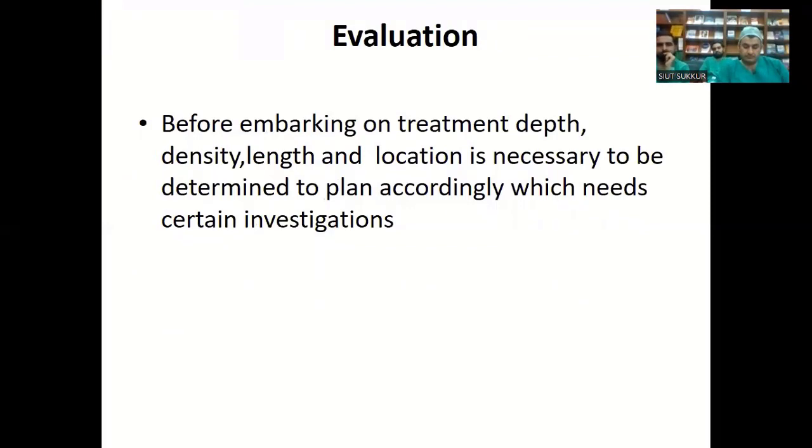Now coming to evaluation of the urethra, as already shared by Dr. Mazahir, before embarking on treatment we need to know the etiology of the stricture. Specifically, we should assess the depth, density, length, and location of the stricture, so that the treatment plan can be made accordingly.